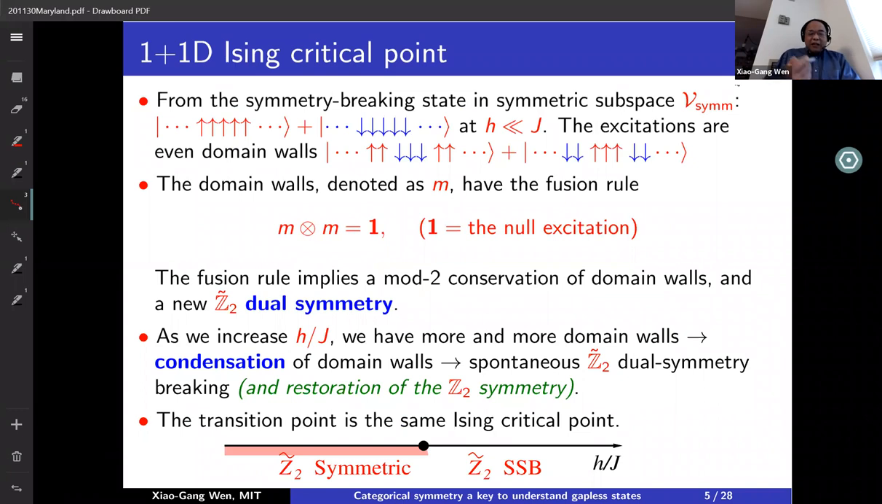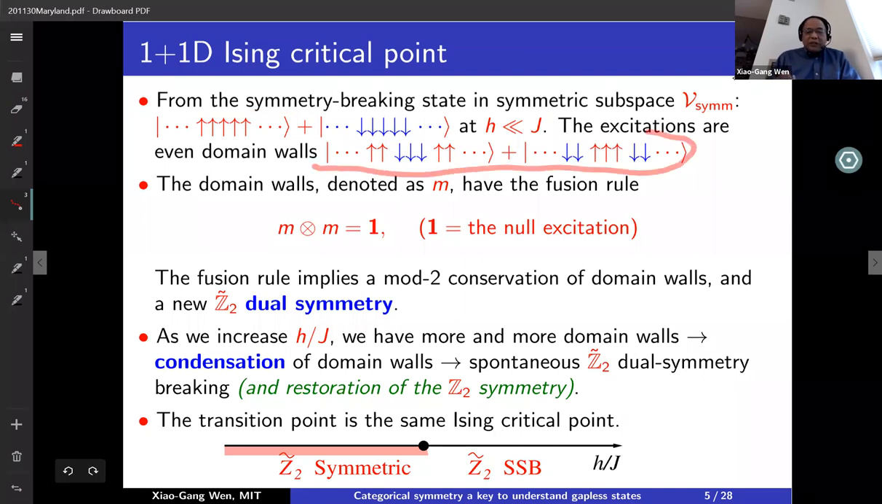And there's another way to look at this critical point, which is that we start from the symmetry breaking states. In a symmetric subspace, the symmetry breaking state is a superposition of all spin up plus all spin down. That happens when H is very small. And the excitations are an even number of domain walls, because a domain wall always has two ends. So the domain wall number is always even.